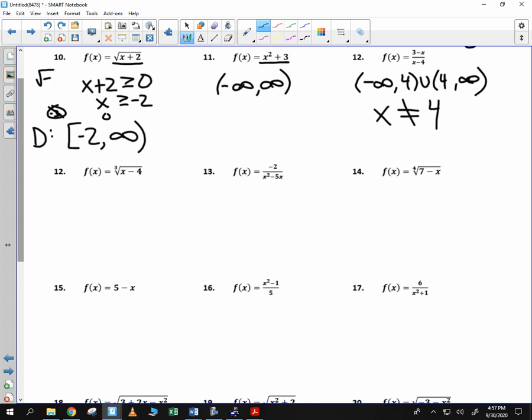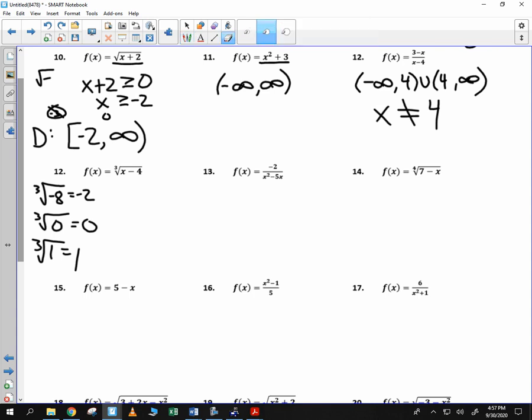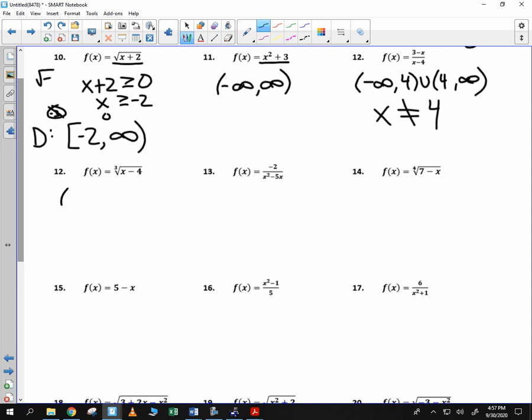Number 12, you see a cube root, and you're thinking to yourself, well, cube roots, that must be an issue. Nope, you can take the cube root of anything. Watch, the square root of negative 8, it's negative 2. The cube root, whoops, sorry, that was cube root. Cube root of 0 is 0. Cube root of 1 is 1. Cube root of positives are positive. Cube root of negatives give you negatives. Doesn't matter what you plug in, you're going to get an output. So therefore, the domain is all real numbers, negative infinity to infinity. If you'd like to write this, that's fine as well.